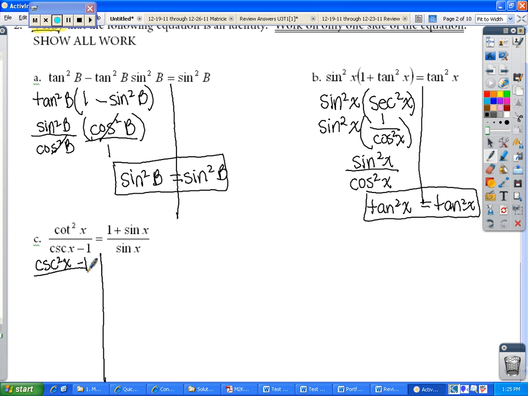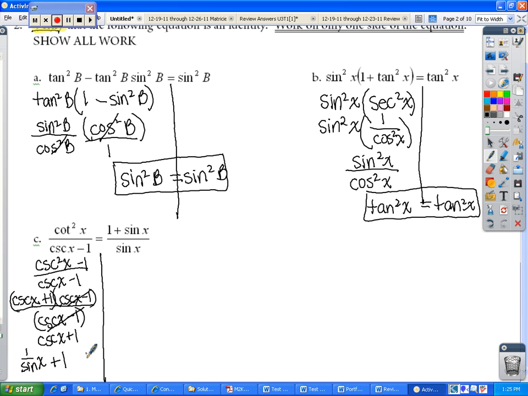Now when I do that, you should notice that this is a difference of squares, which means that I get cosecant x plus 1 on top and cosecant x minus 1. And if you notice, that's the same as my bottom, cosecant x minus 1. So since I have cosecant x minus 1 on the top and bottom, I can cross those out. Now I'm just left with cosecant x plus 1. Now cosecant I can rewrite as 1 over sine x. So I'm going to rewrite this as 1 over sine of x plus 1.